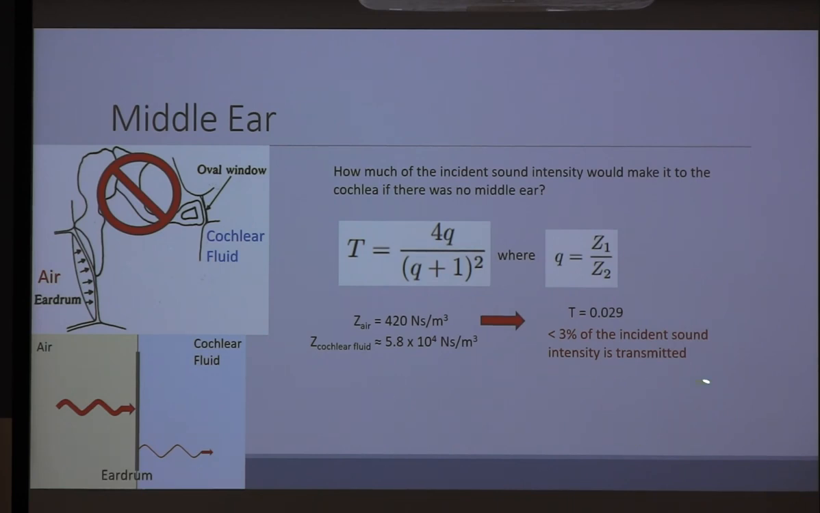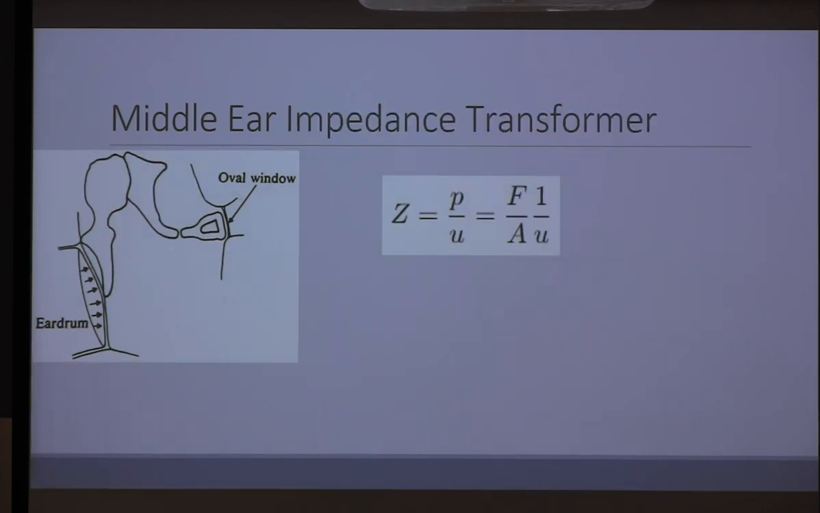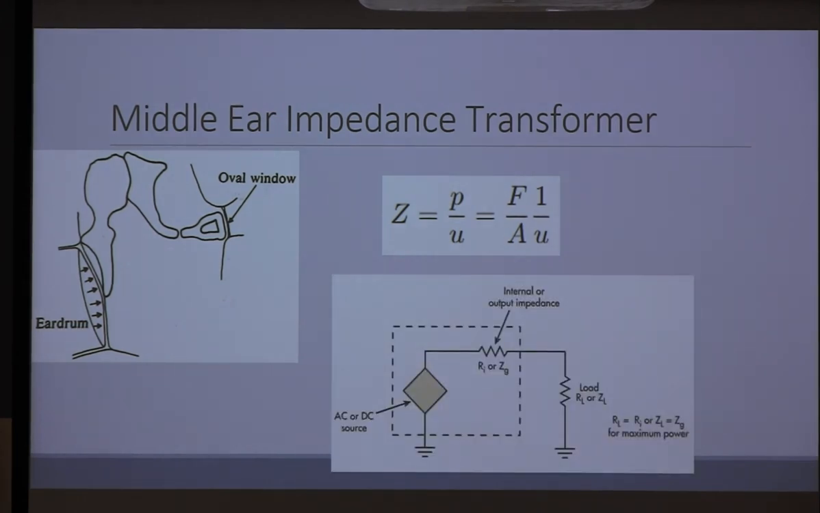So this would not be the case. And so what the middle ear does is it seeks to match the impedance of the cochlear fluid in order to effectively transmit sound to the cochlea. So how does it do it? It acts as what we call an impedance transformer. And people might be familiar with this from electronics.